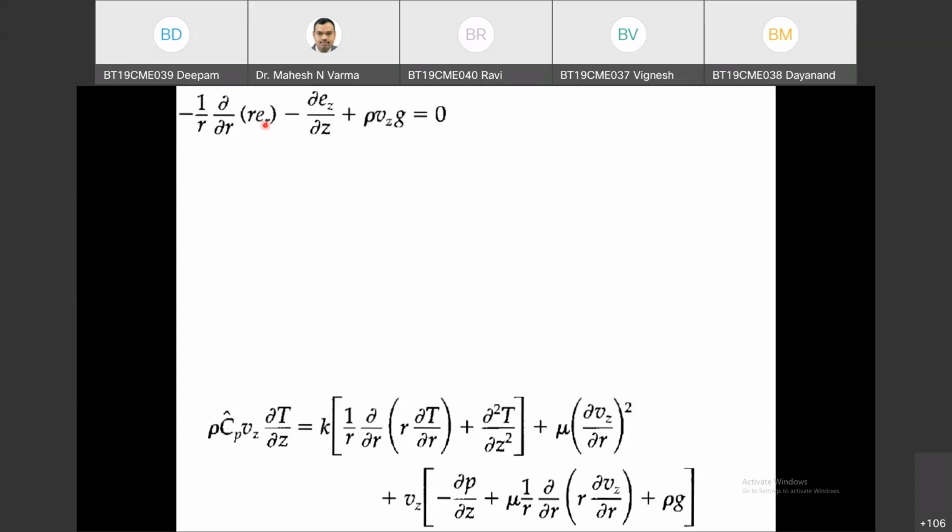Now internal energy can be written in the form of enthalpy also. That also we have discussed. So use the enthalpy term, substitute the definition of ER and EZ, rearrange the equation and get this equation.